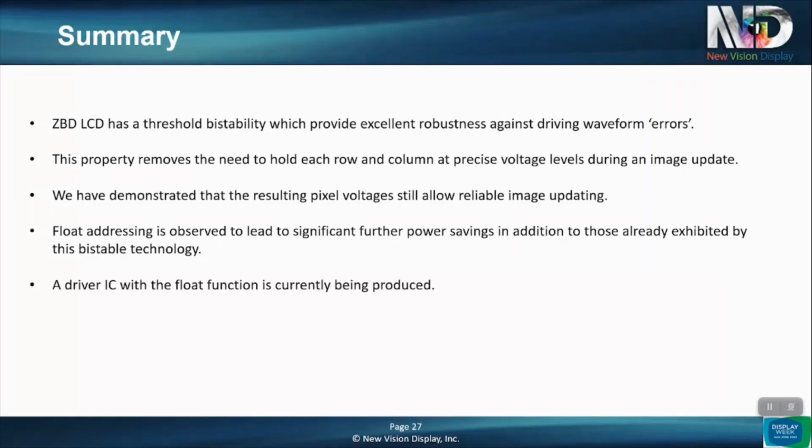So we have a drive IC with this function being produced. We're at second revision now. It's a slightly new architecture, so it's fiddly to get it right. And hopefully I can come back at future meetings and give you some more detailed data of large matrix power savings, temperature range, that sort of thing.